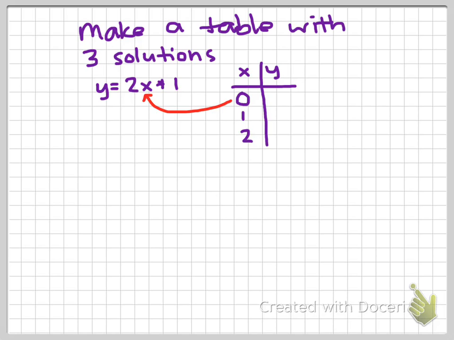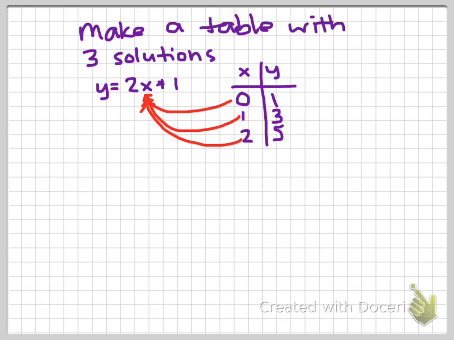2 times 0 plus 1, and the answer is 1. Now we're going to plug in the 1 and see what answer we get. We plug 1 in now for the x. 2 times 1 plus 1, and the answer is 3. And then the last one that we're going to plug in is the 2. We're going to plug it in for the x. So 2 times 2 is 4, plus 1, and the answer we get is 5.